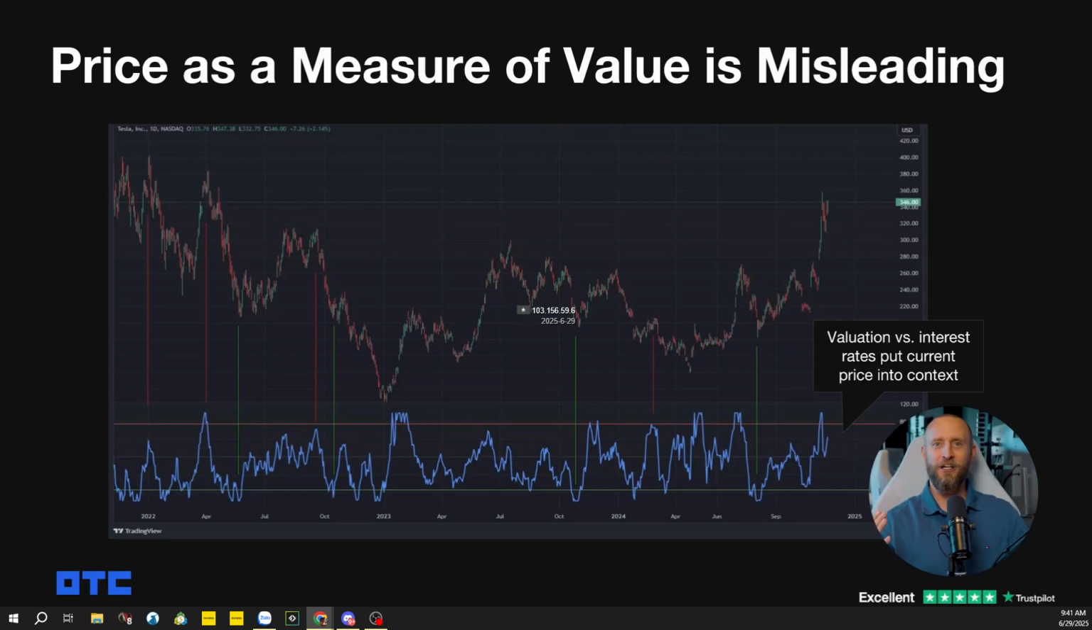Let's now take a moment to revisit our Tesla price chart to see how valuation enables us to better answer the question whether Tesla is currently expensive or cheap. In the next slide, we'll dive deeper into how these benchmarks work together and why they are so effective for assessing valuation. In this chart, we've added the valuation indicator at the bottom.